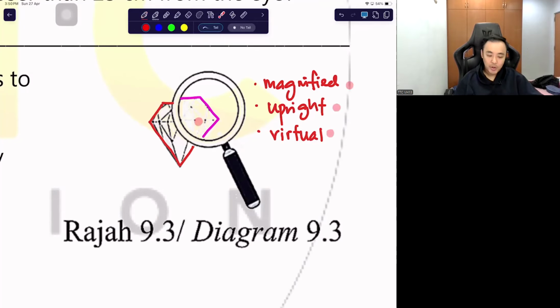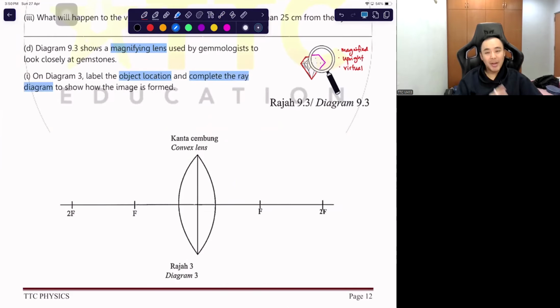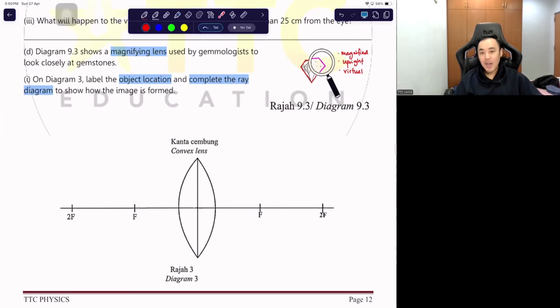Now over here, these questions want you to, on diagram 3, label the object locations and complete the ray diagram drawing. This one is a bit special because normally they label the object for you, but now they want you to label it. You know why I asked this? Now I want to ask you, where should I put my object in order to have a magnified, virtual, and upright image? First thing, if you want it to magnify, where should you put it?